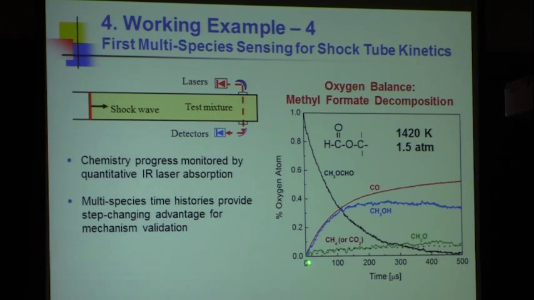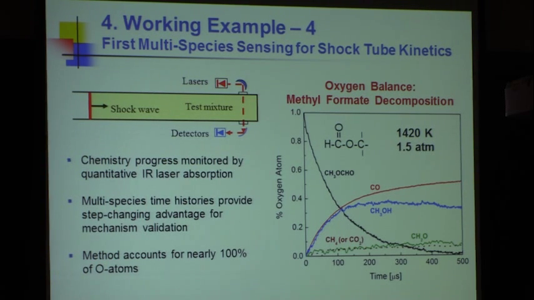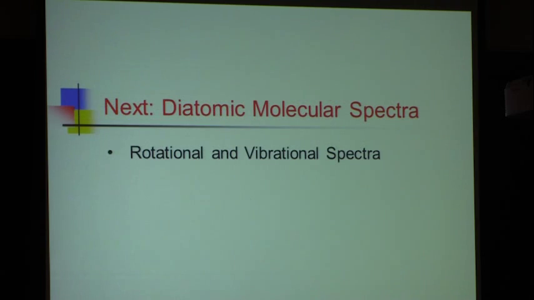We watch the appearance of carbon monoxide, we watch the appearance of methanol, and we watch the appearance of methane and CO2, and even formaldehyde. The idea is that if we measure enough of these species, we're going to get closure to conclude that we've been able to measure essentially all of the oxygen atoms, which makes us feel good that we can understand what's happening at some point in time. This would be the first time it's ever been done.